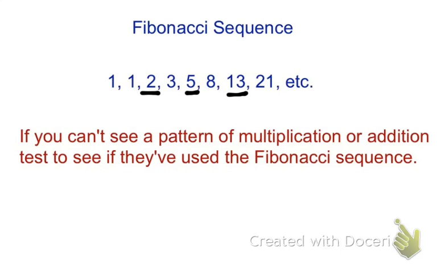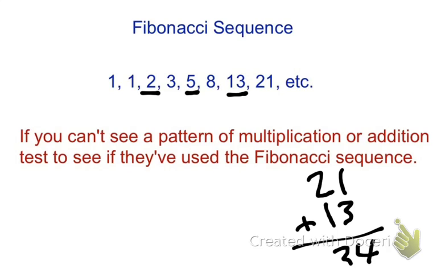So adding the last two terms, 21 and 13, the next number in the Fibonacci sequence would be 34. You'll need to know this on the NJ ASK. So practice it.